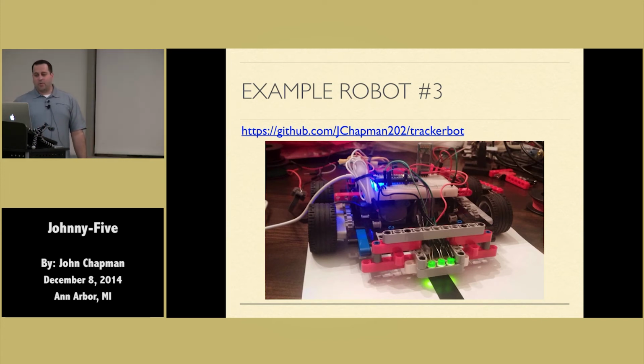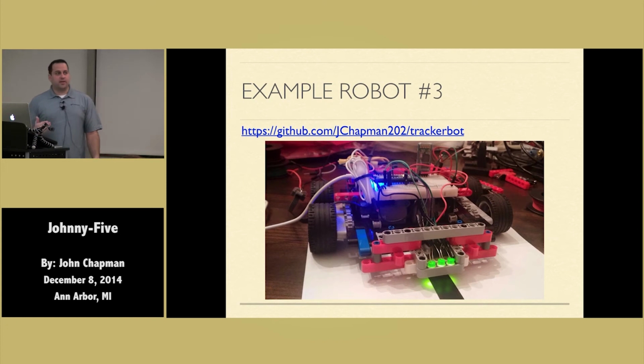All right, so example bot number 3. This one's the tracker bot. I wanted to build a little robot that would be able to follow a line. I see people doing that all the time. You can always do line followers. My thought was, how would I solve this problem? I didn't want to read about how other people solve the problem. I'm doing this for fun, not for how well it works. As long as it works and I had a good time doing it, I'm happy.